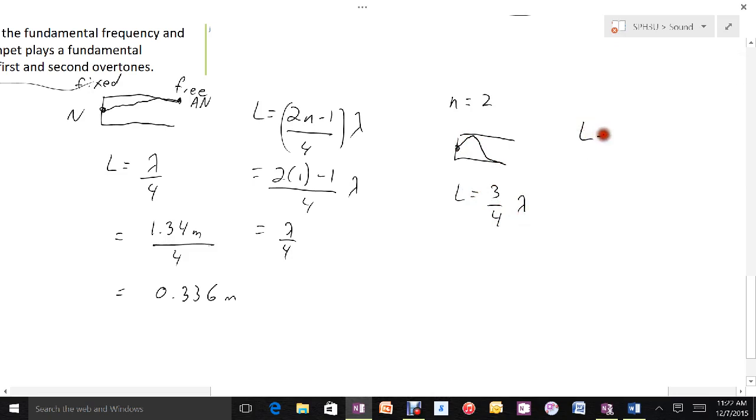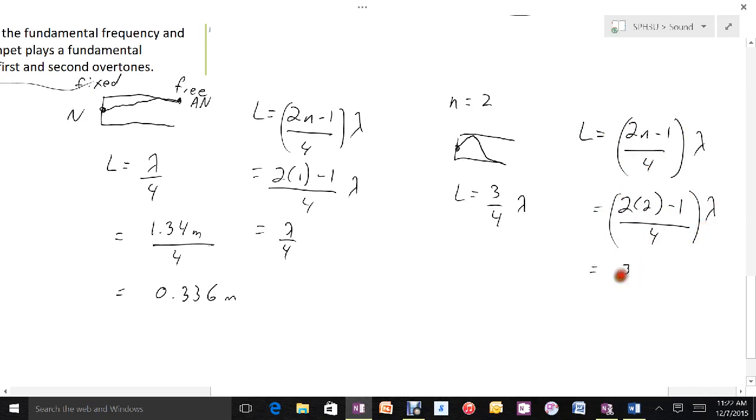I have 3/4 of the wave there. Using the formula, L equals (2n minus 1) over 4 lambda, if n is 2, I get 3/4 lambda. So I mean, you can just use the formula. I'm just going through the patterns again so that you can see them. I have my length of my trumpet, so when I change modes, the actual trumpet isn't going to change sizes. It's a physical thing, so it's stuck at that size. So if I'm going to go to n equals 2 and the length of this thing is fixed, it's the wavelength that has to change.